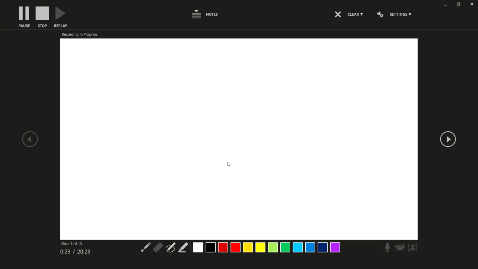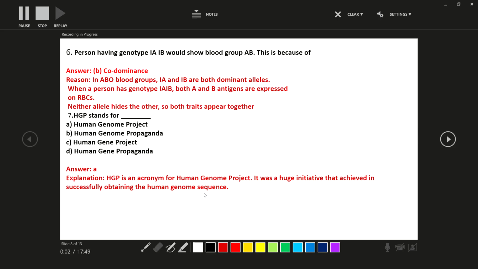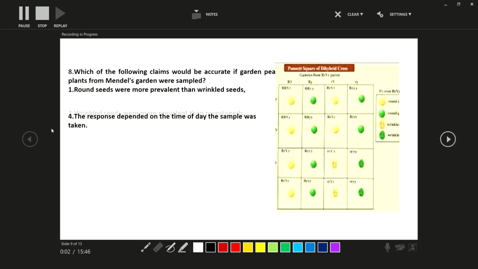Then read this. A person having genotype IA IB would show blood group AB. This is because of codominance. The answer is codominance. In AB blood group, IA and IB are both dominant alleles. When a person has genotype IA IB, both A and B antigens are expressed on RBC. Neither allele hides the other one, so both the genes express.